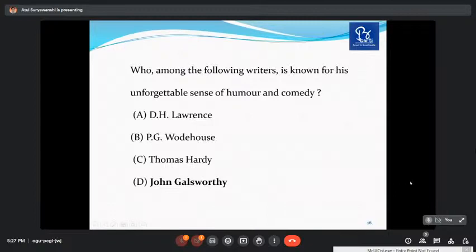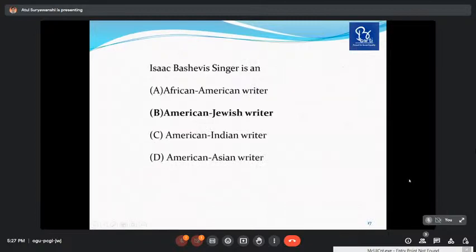Let us turn to the next question here in this series. Isaac Bashevis Singer is an African American writer, American Jewish writer, American Indian writer, or American Asian writer. Now see, this third option seems to be quite foolish. American Indian writer, American Asian writer, this is also somewhat different. Now the conflict should be between these two options, African American and American Jewish. The correct option is American Jewish writer.